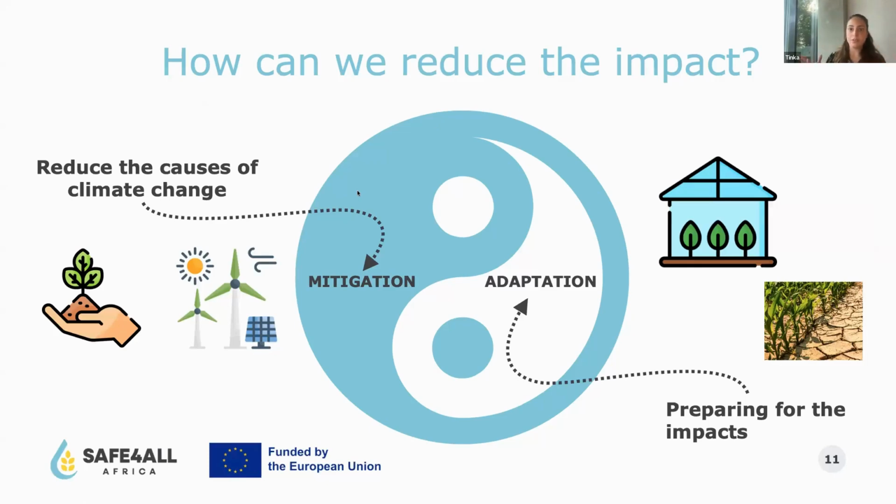To set the scene first, if we talk about climate change, we can talk about how we can reduce the impact of climate change. And we normally make a distinction between 2 ways that we can reduce this impact. We call it mitigation and adaptation. Mitigation is really about reducing the causes of climate change, for example, burning less fossil fuels. And adaptation is about when there's climate change, to prepare for the impacts. So we're not going to minimize the climate change, but we're going to minimize the impact that we are experiencing. And today we will really focus on this adaptation. So how can we prepare for the impacts?